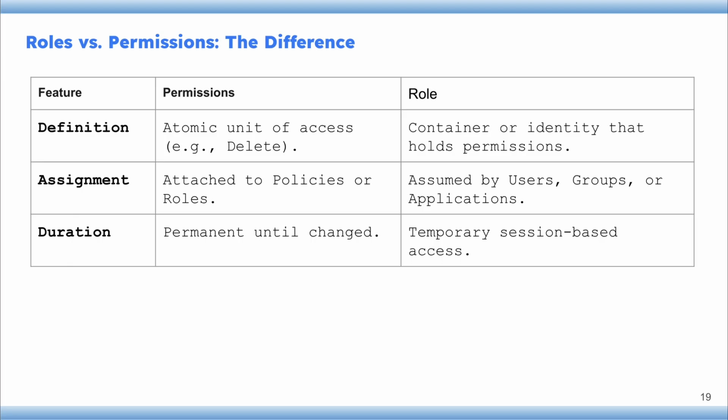In short, Cloud IAM roles and permissions are the backbone of secure cloud access. Permissions define what actions are allowed, while roles provide secure temporary access to those permissions. So when you implement roles and permissions correctly, they improve security, simplify your access management, and enable scalable cloud operations. So this is what IAM roles and permissions are all about.